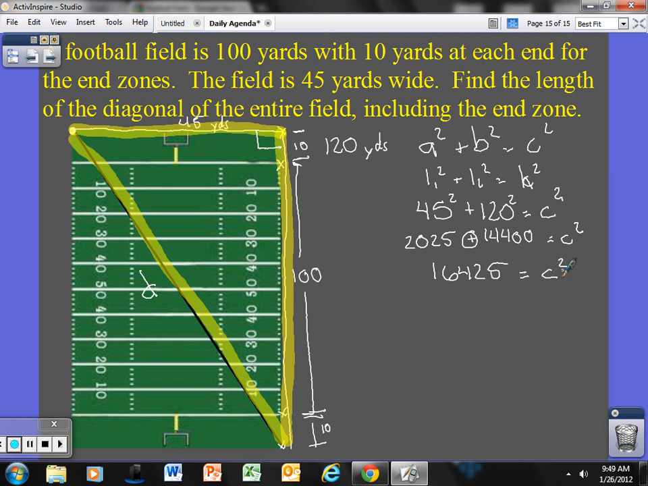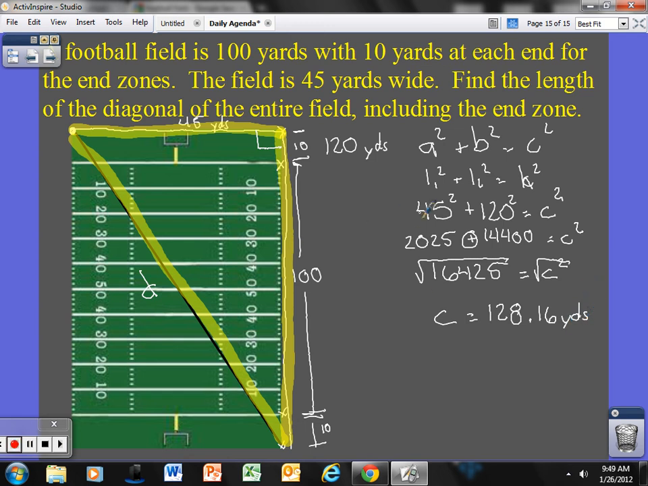Well, I just want to find out what the hypotenuse is, not the hypotenuse squared, so I'm going to find the square root of both sides. Whatever I do to one side, I do to the other. That just gives me c now. The square root of 16,425 gives me 121. And if I want to take this out to the hundredths place, 121.16, and that would be a measurement in yards. So hopefully that helps you out.